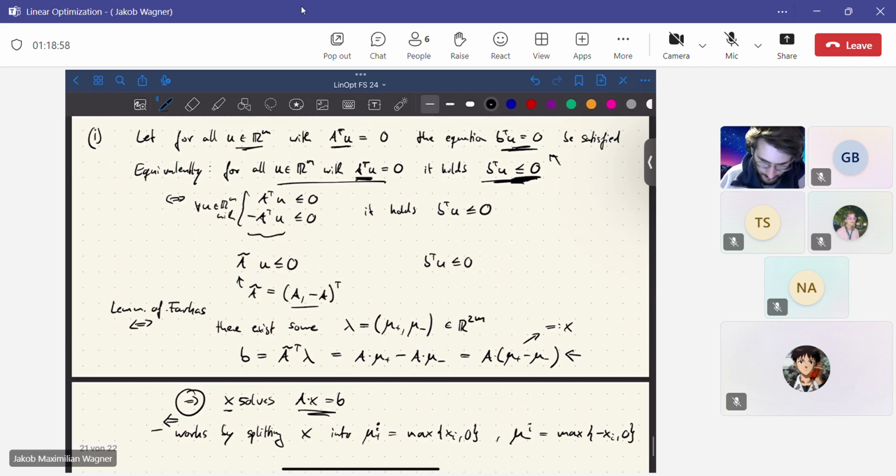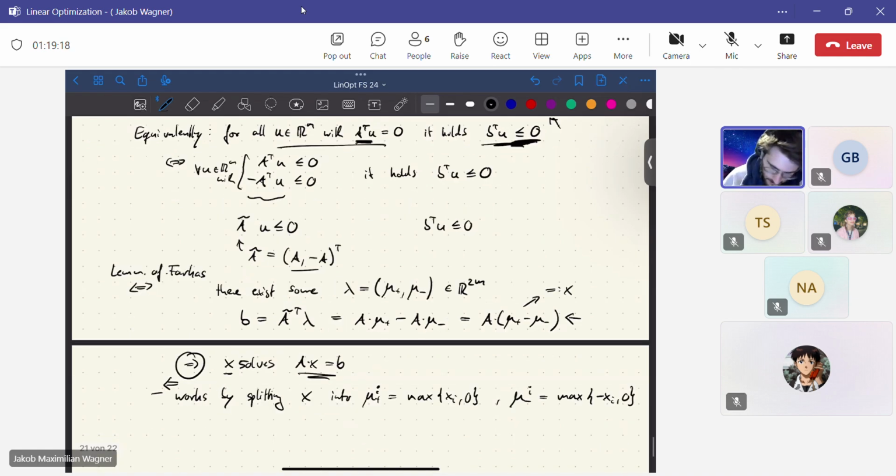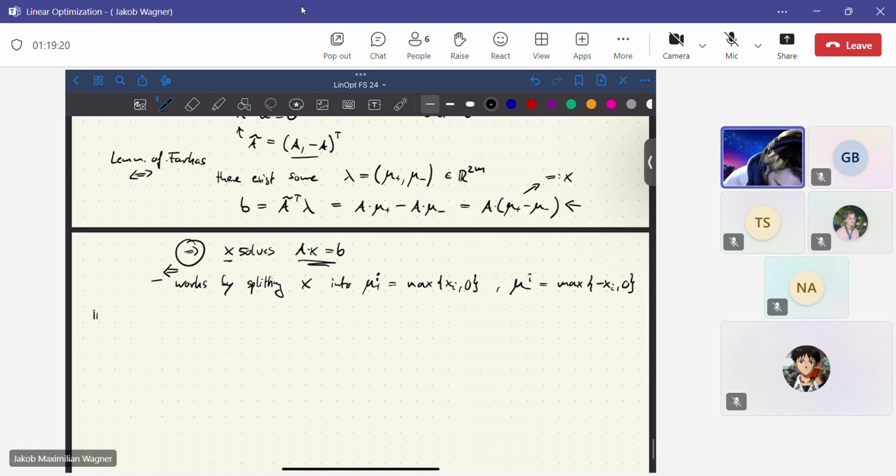Okay, so this is how we can obtain this version of Farkas lemma by the inequality version of the lemma that we had in the lecture. But we can also get this by just directly proving it using separation theorems, and so we will see how we can do this.